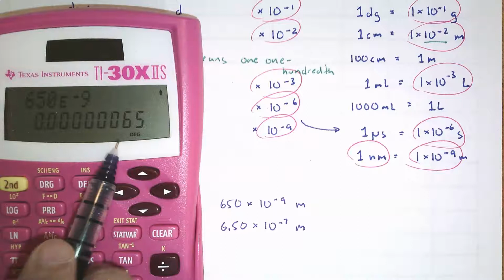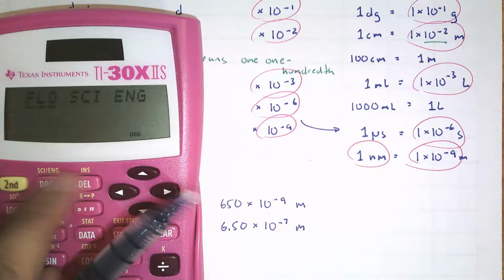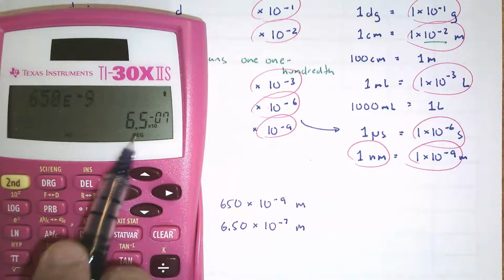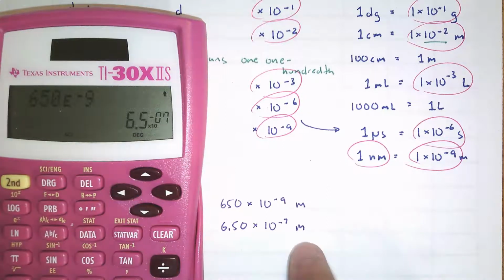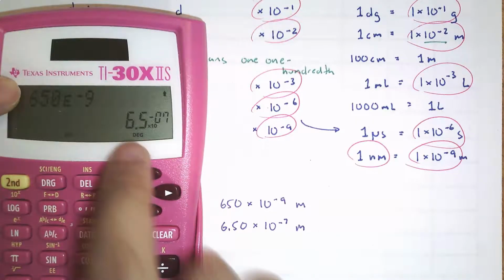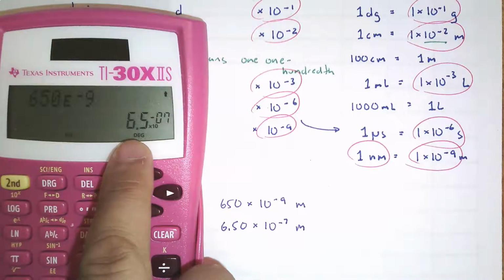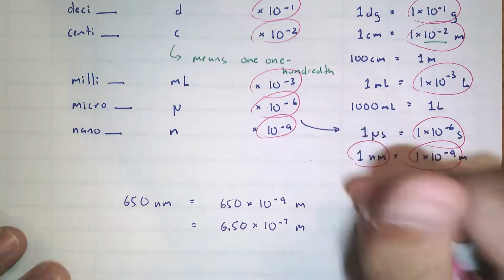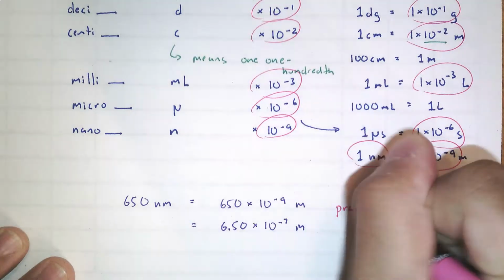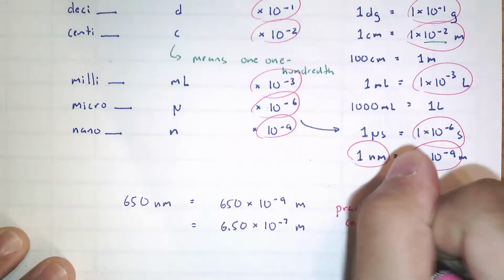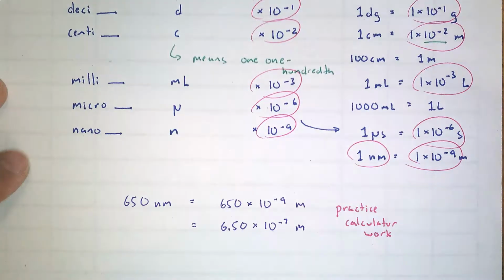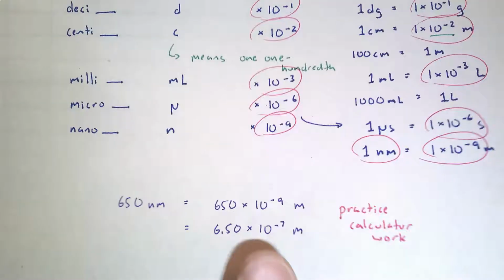It gives me this written out, and let me go back and do scientific notation. You see how it's 6.5 times 10 to the minus 7. So 650 times 10 to the minus 9 equals 6.5 times 10 to the minus 7. So practice your calculator work. You don't want to start fumbling trying to figure this out during a quiz or an exam.